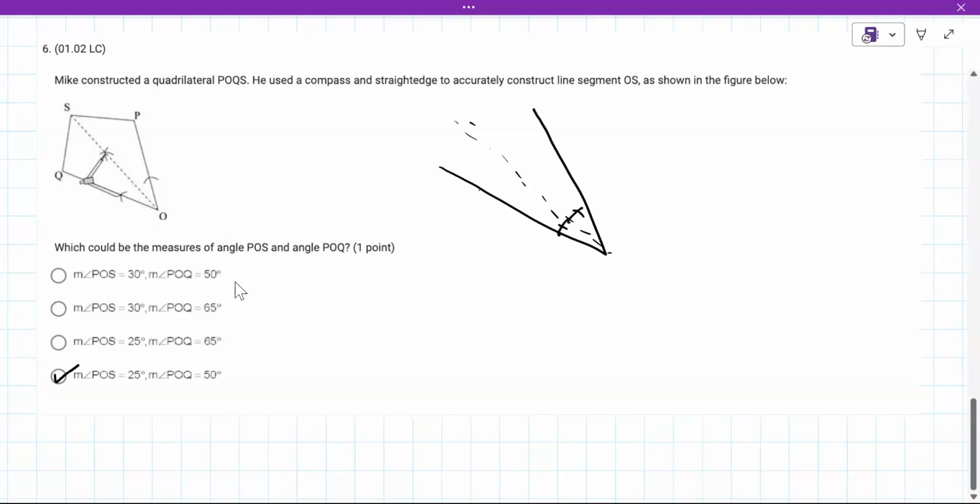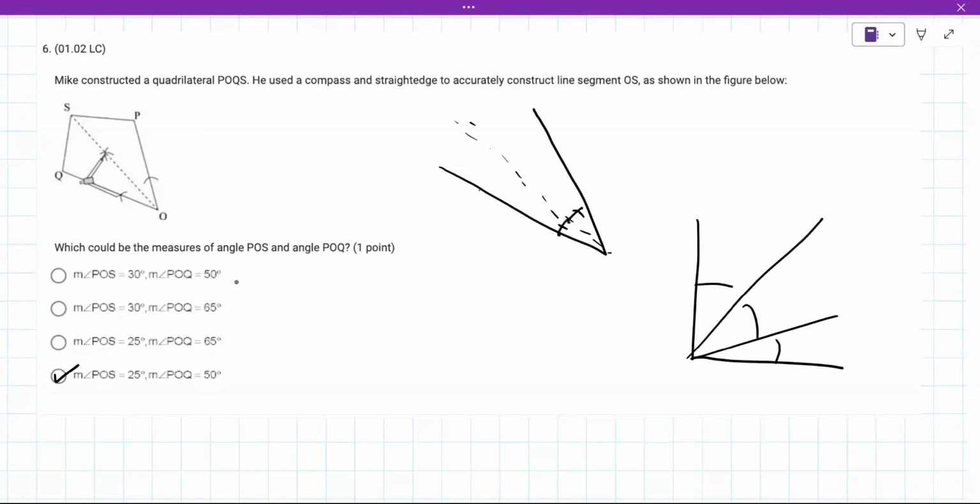I don't know how else you could measure this. You can, for example, trisect an angle. If you had a 90-degree angle, you can trisect it, which is pretty difficult to do, but you can get 30s. But what I'm seeing here is they're cutting that, and it looks like they bisected the angle. So it has to be this last one. Got it.